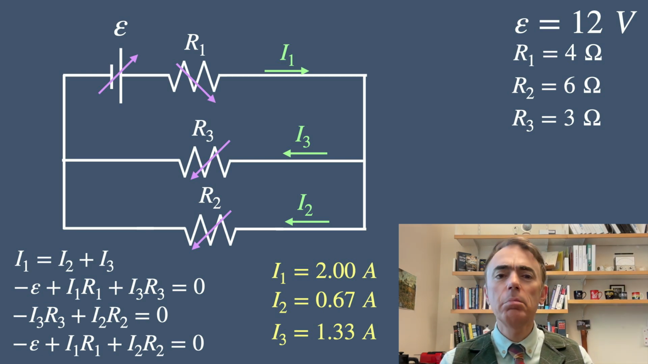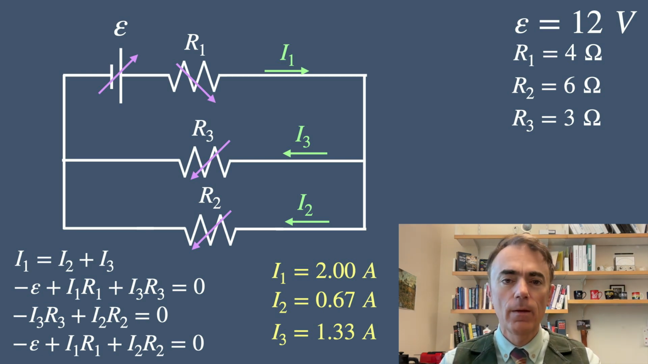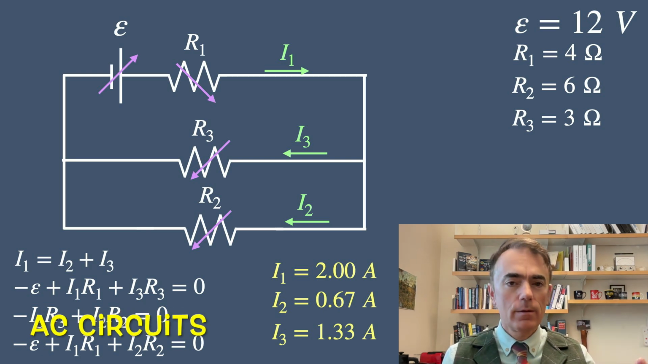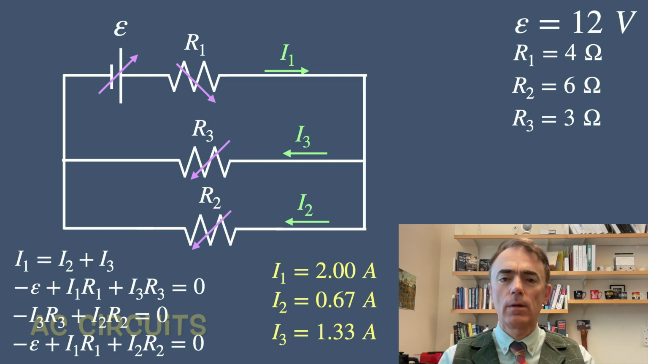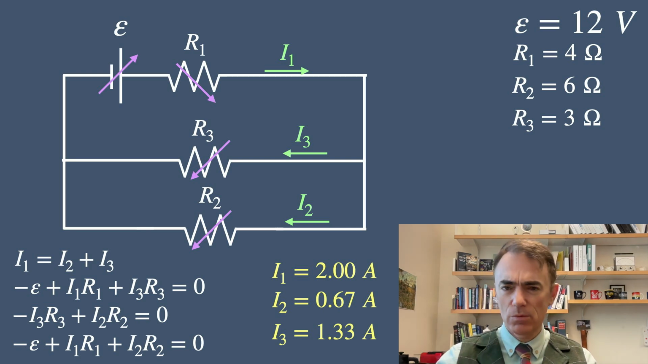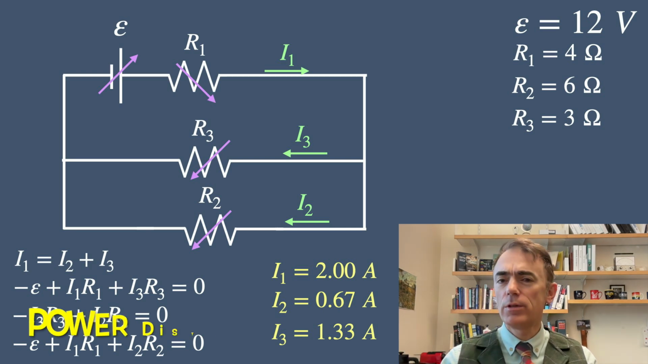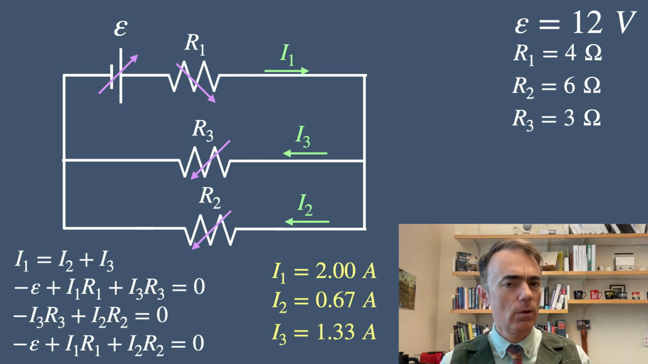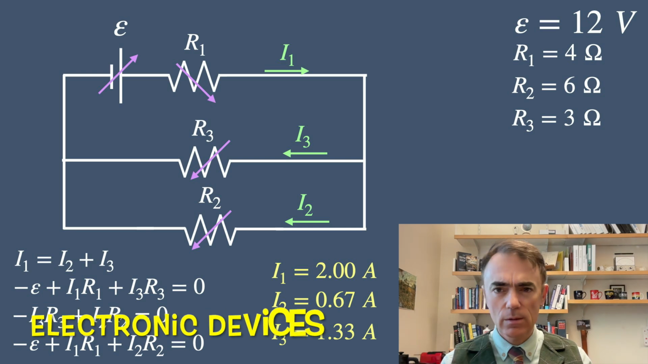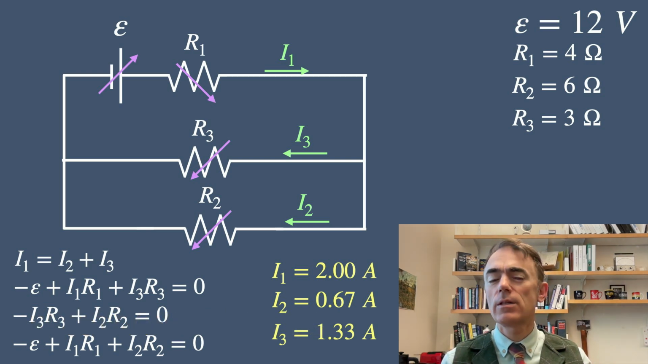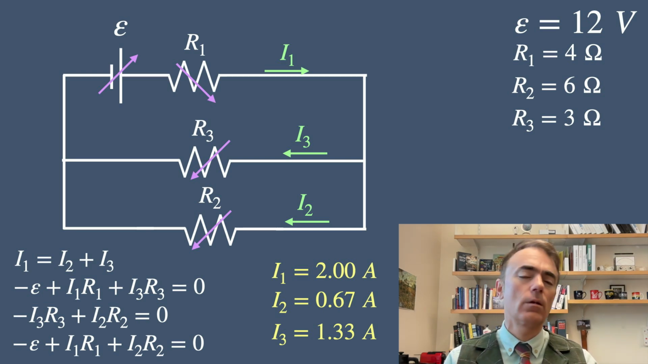Kirchhoff's rules are applicable beyond basic circuits. They are foundational for understanding AC circuits, alternating current circuits, where impedances replace simple resistances, which we'll talk about later. They are also used in power distribution, ensuring proper current and voltage regulation in complex electrical grids, and in designing and troubleshooting circuits in electronics, including transistors, diodes, and integrated circuits.